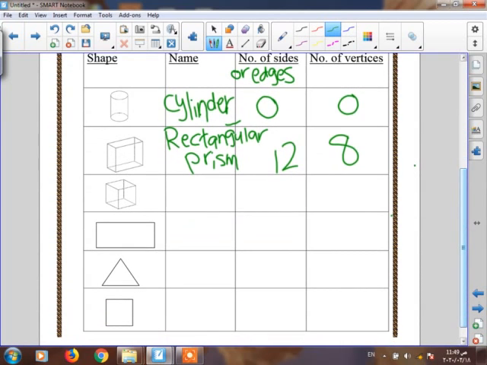The other shape is the cube. How many edges do I have in the cube? Yes, again, I have 12 edges and the number of vertices is 8.